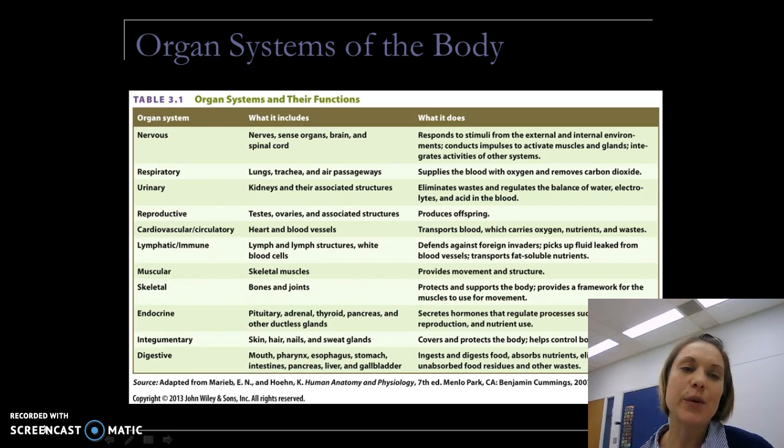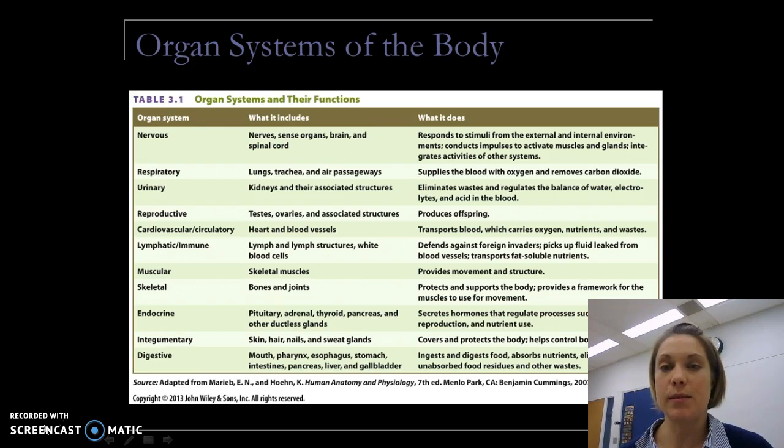So if we look at the different organ systems of the body, we have our nervous system, we have our respiratory system, our urinary system, our reproductive system, cardiovascular or circulatory system, lymphatic or immune system, muscular system, skeletal system, endocrine system, integumentary system, and digestive system. Now, when we look at what each of these organ systems do, we can see that each of these is going to perform a specific function in the body.